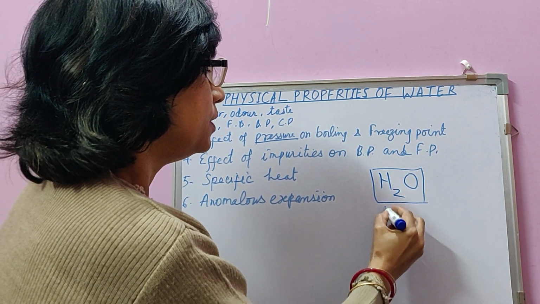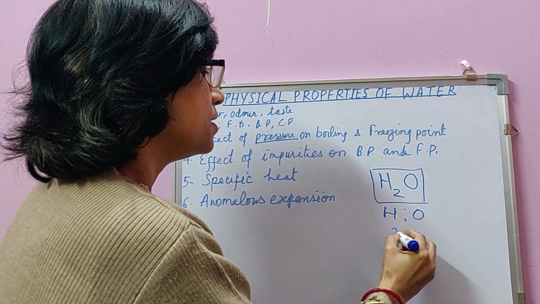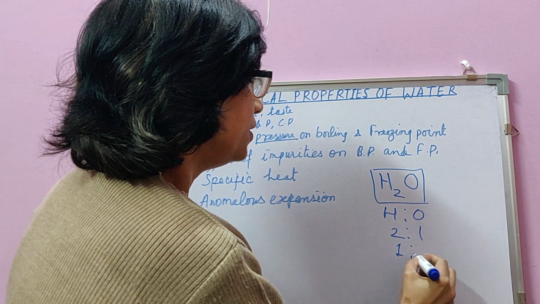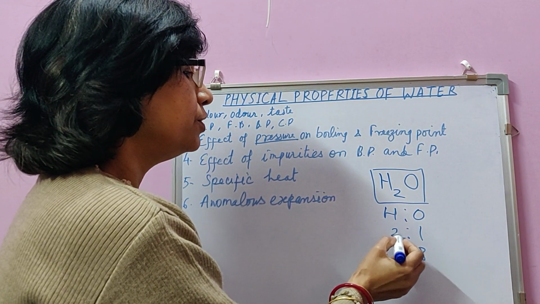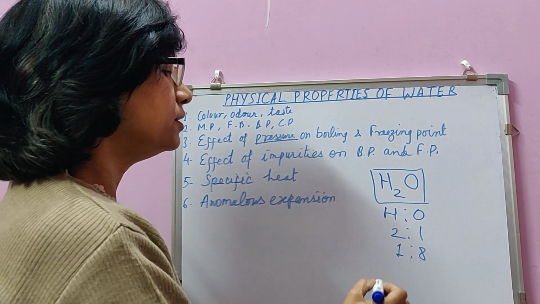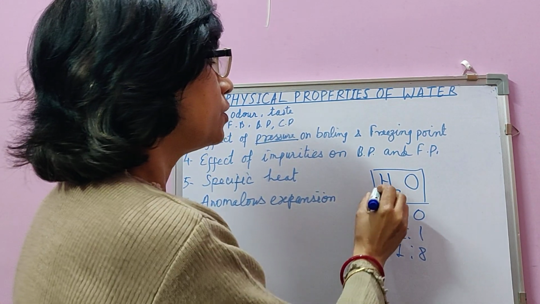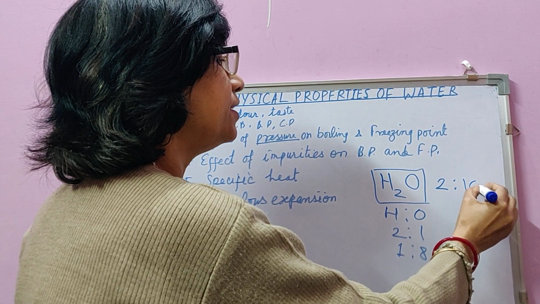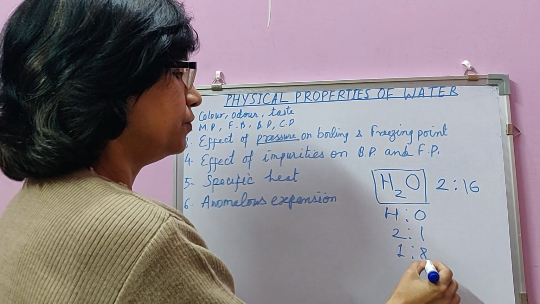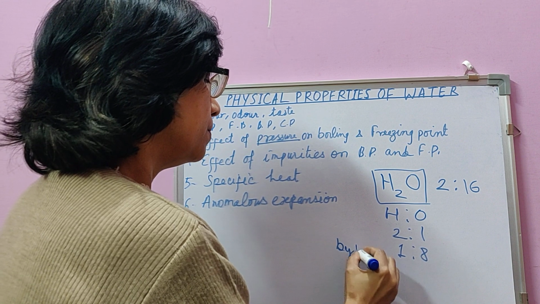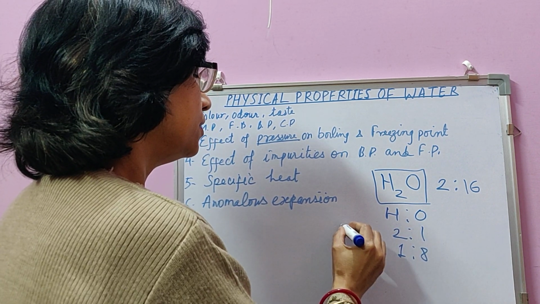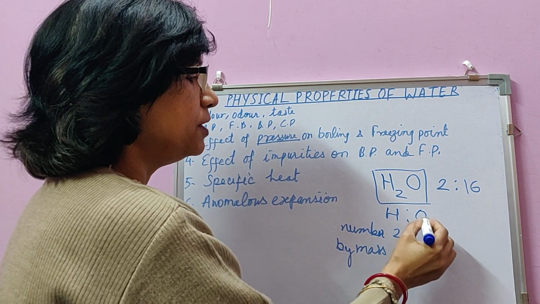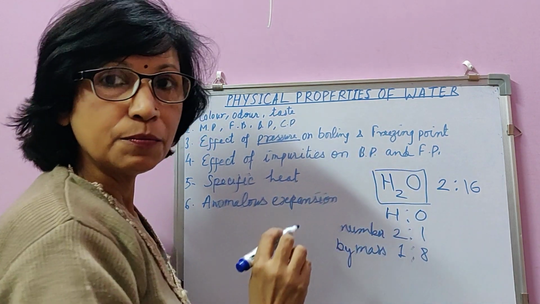Ratio by number between hydrogen and oxygen atoms is 2:1, whereas by weight it is 1:8. How? 2:1 because there are two atoms of hydrogen and one of oxygen. 1:8 because mass of two atoms of hydrogen is 2 AMU, whereas mass of one atom of oxygen is 16 AMU. So 2:16, that is 1:8. This is the ratio by mass, and this is the ratio by number of atoms between hydrogen and oxygen in a water molecule.